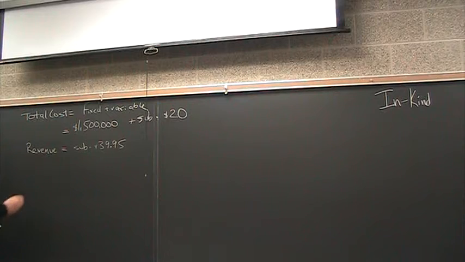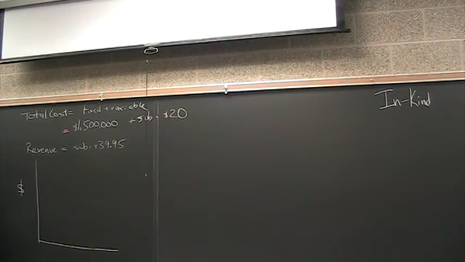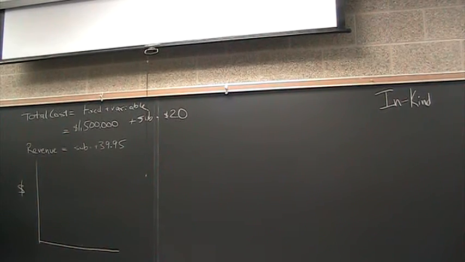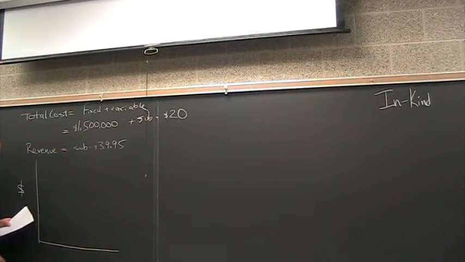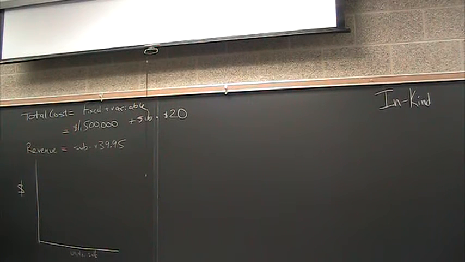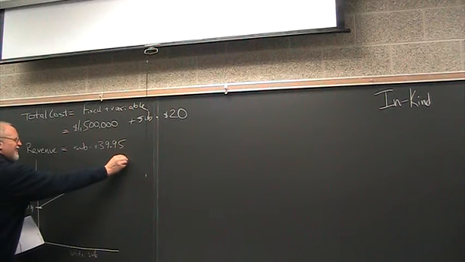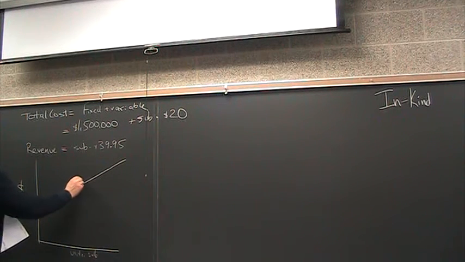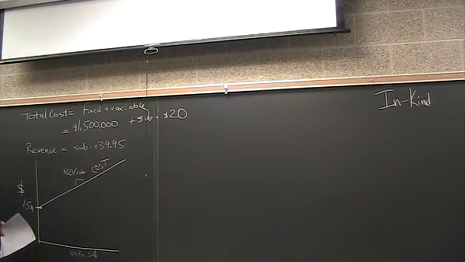So what's happening is we have the total cost and the total revenue in dollars versus the number of units. In this case, it's subscribers, right? So our cost is $1.5 million plus the number of subscribers times $20. So it's going to increase like that. The slope of that is $20 per subscriber.